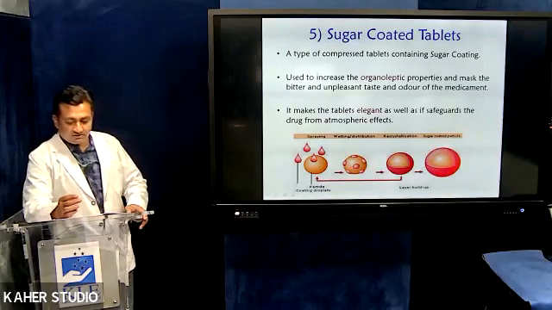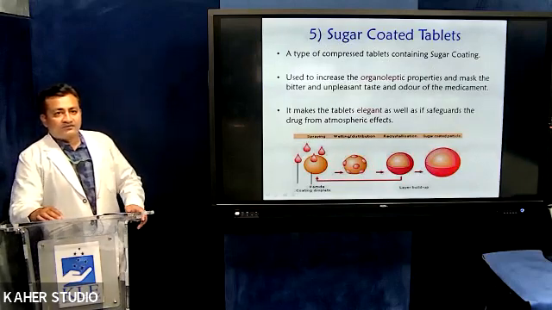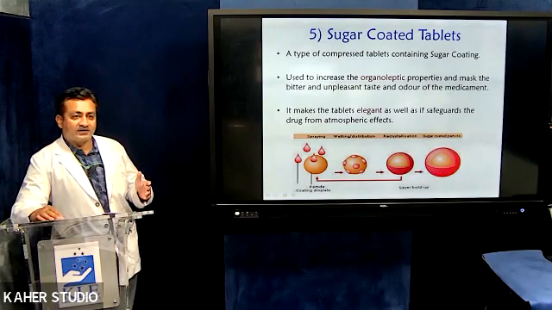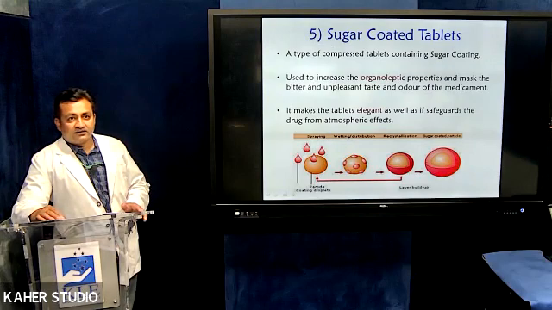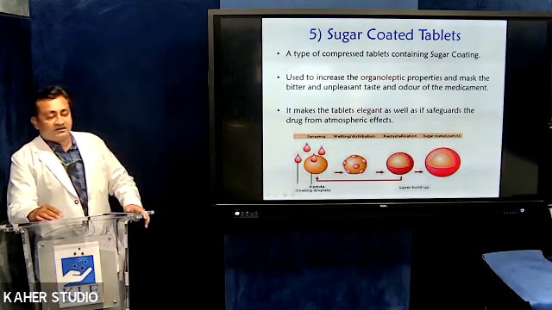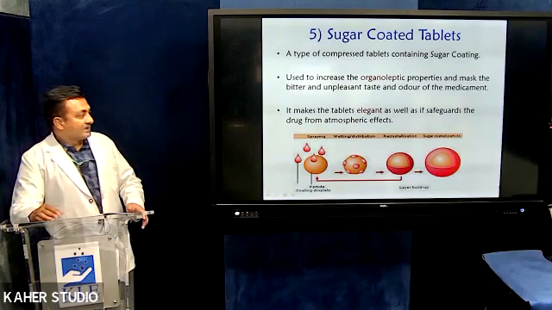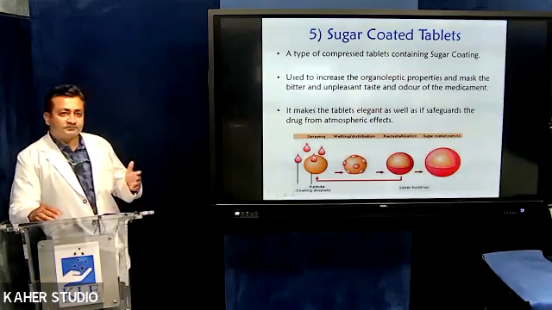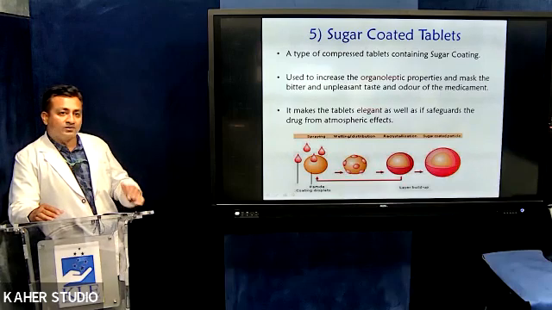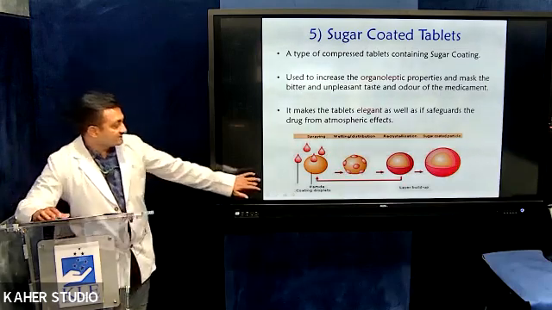Fifth is sugar coated tablets, a type of compressed tablets containing sugar coating. After compression, a further process is carried out for coating and used to increase the organoleptic properties and mask the bitter taste and unpleasant taste or odor of the medicament. It makes the tablet elegant as well as it safeguards the drug from the atmospheric effect. Means our drug is very prone to oxidation or moisture. So the coating will help protect our drug from the environment.